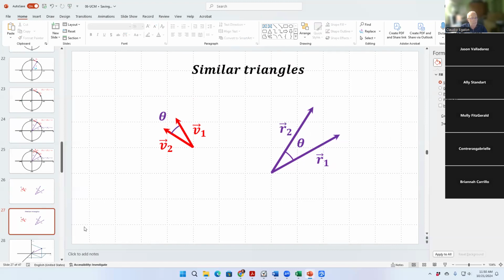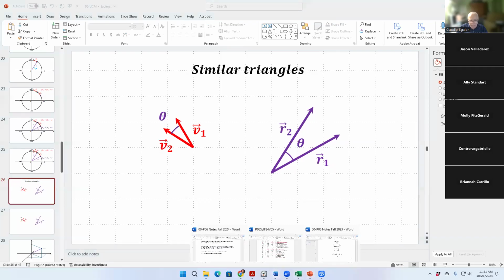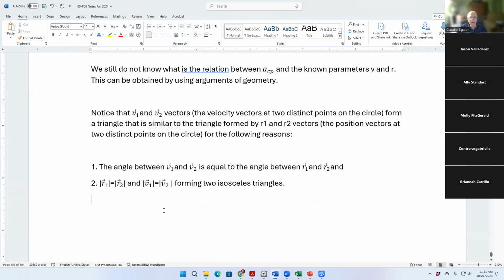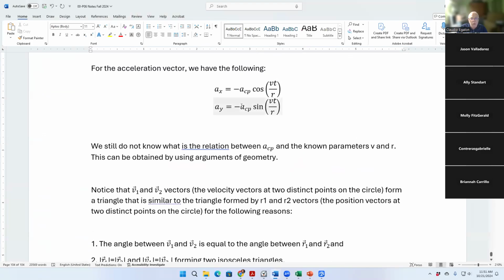Similar triangles, okay? Why are we doing that? There's a reason why we are doing that. In case you have forgotten, we're doing that because we want to find this guy here. That's why we're going through this trouble. This thing we already know because V and R are known, and the acceleration is given in terms of the variable t.